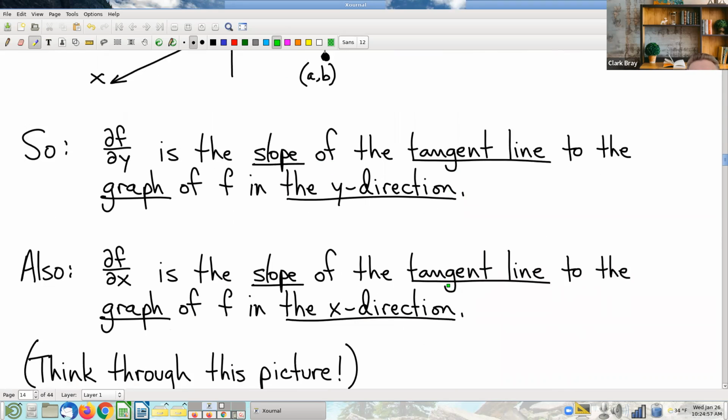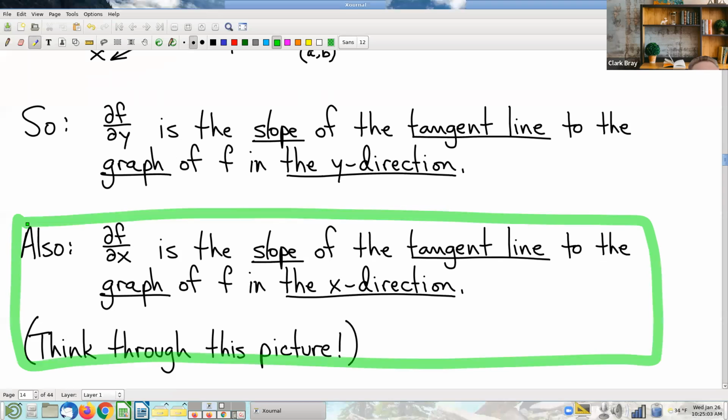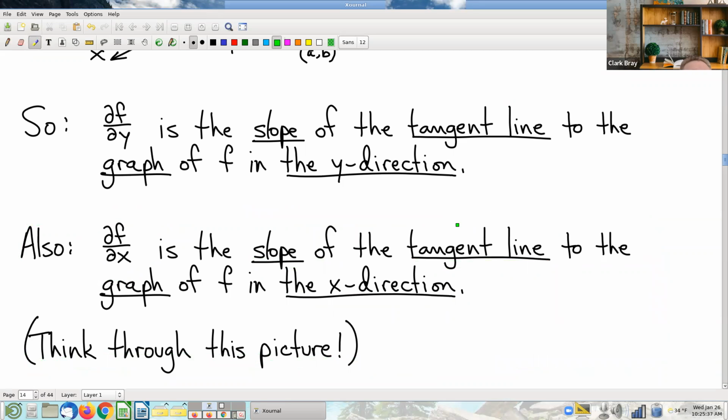Okay, so now I have a suggested exercise for y'all, and that is to think through an analogous argument, draw the analogous pictures, and be careful, try to document everything as if you're explaining it to a pen pal that you're writing to. I think it's a really good exercise. Think through how you would argue and explain what an x partial looks like in the graph setting. And here's what the answer is. It's exactly what you would think, a slope of the tangent line in the x direction. But think through that argument. Everybody see what I'm suggesting?